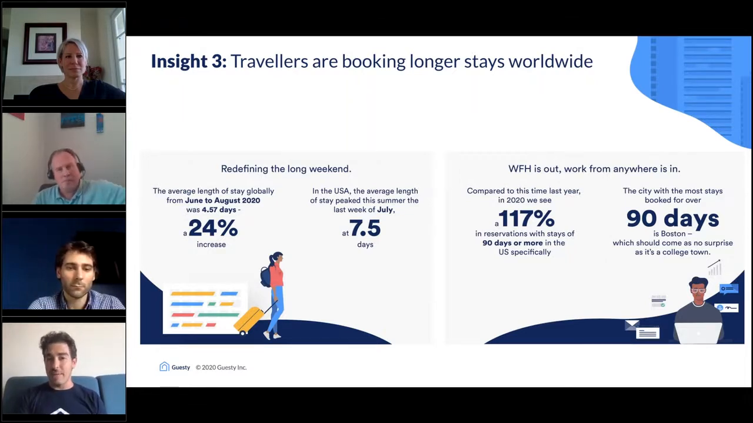And so that's definitely something very important to keep in mind, especially when you set some kind of discounting price for longer stays that really provide you with a higher occupancy rate, even if you sacrifice a little bit of the average nightly rate. And as I said, work from home is out, work from anywhere is in. If you compare 2020 to last year, not surprisingly, you have more than double the reservations of 90 days or more. And again, a little prophecy here, this is going to go up.